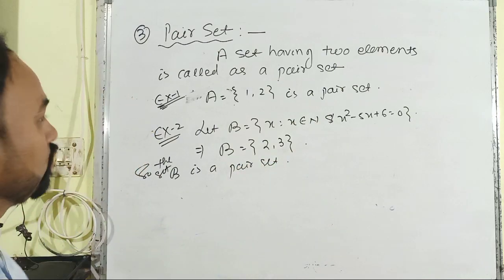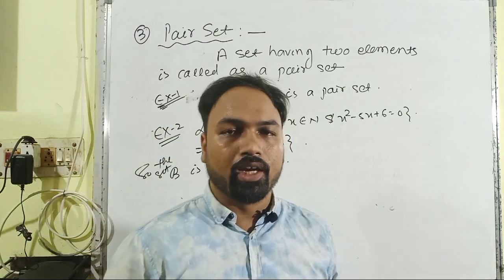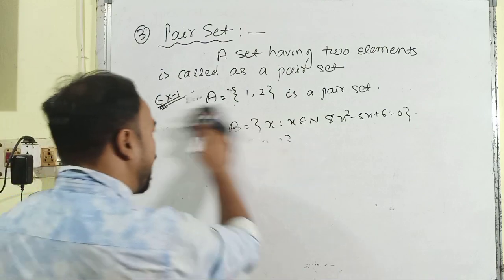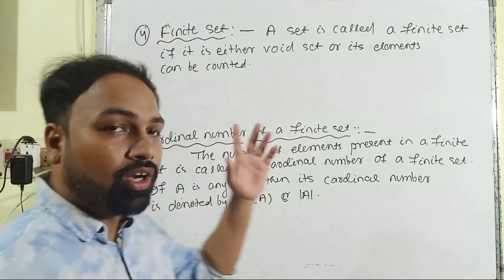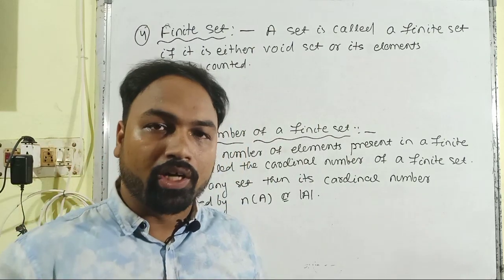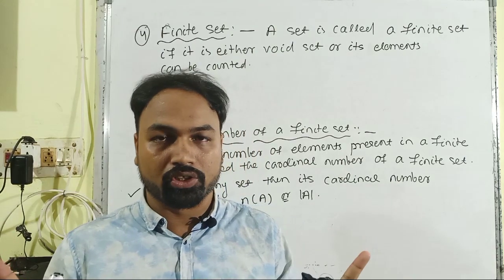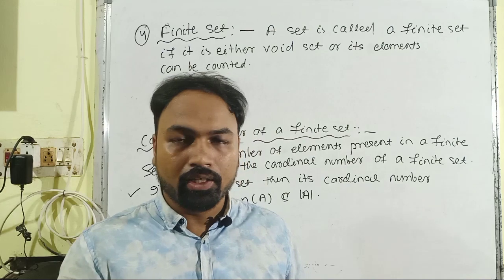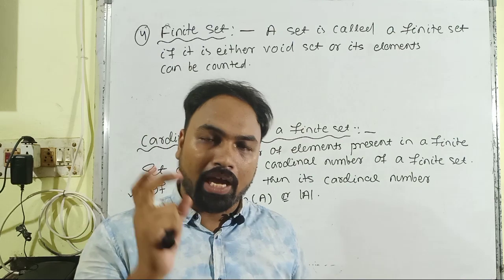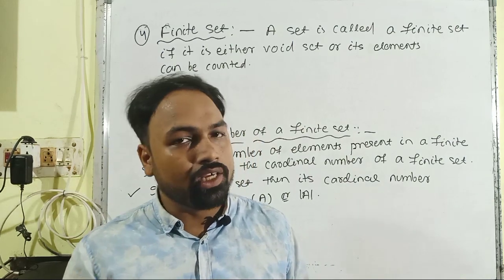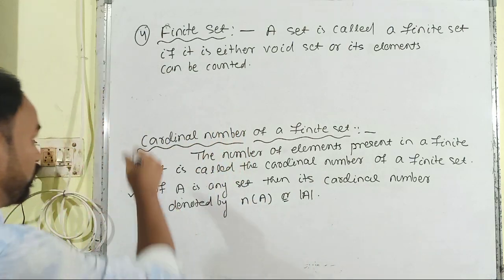Okay, so it is all about the definition and examples based on pair set. And then moving towards the finite set. So what is the definition of finite set and also what are the examples? A set is called a finite set if it is either a void set or the elements of that set can be counted. That means it has 2 definitions. If the set is a void set, then it is a finite set. If the elements of the given set can be counted or they are countable, then it is also called a finite set.